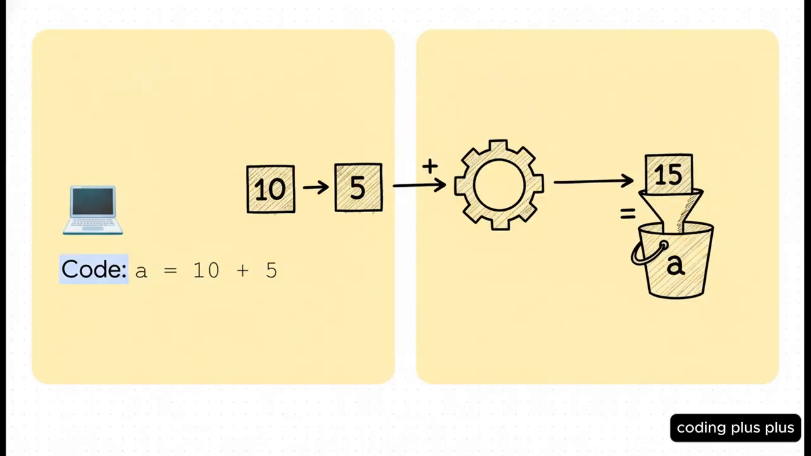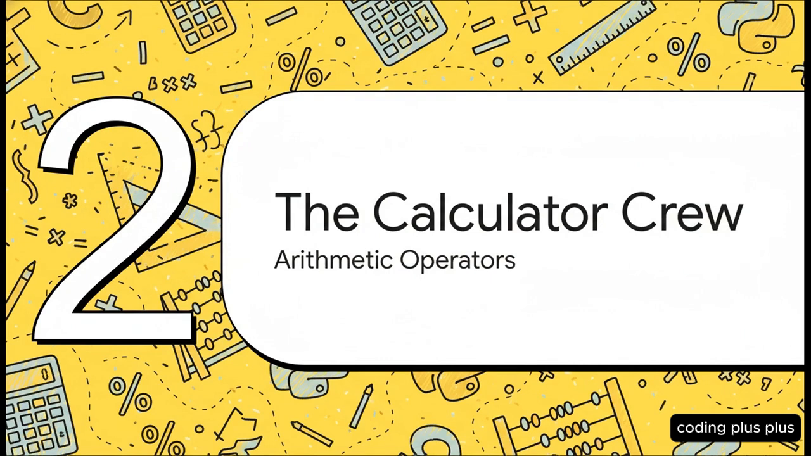Let's look at a super simple example to see what I mean. On the left, we've got a equals 10 plus 5. We actually have two operators here working as a team. First, the plus sign. That's our addition operator. It tells Python, hey, add 10 and 5 together. Then the equal sign, our assignment operator, jumps in and says, okay, take that result, which is 15, and store it in the variable we're calling a. See? Simple and effective.